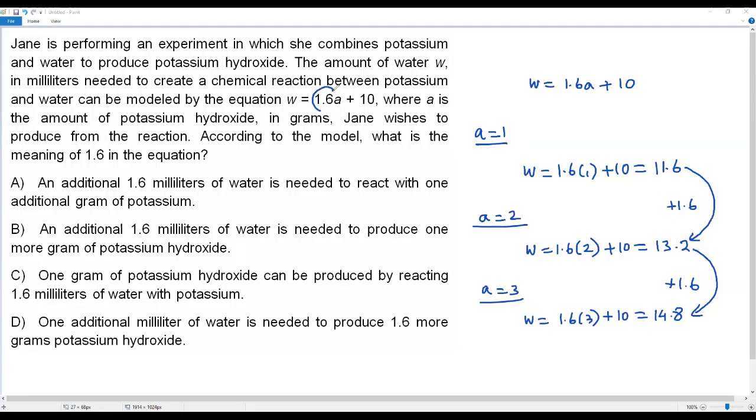So the meaning of 1.6 in the given equation is that we need an additional 1.6 milliliters of water to produce 1 more gram of potassium hydroxide. We find this exactly in option B. That is, an additional 1.6 milliliters of water is needed to produce 1 more gram of potassium hydroxide. So the correct answer choice for this question is option B.